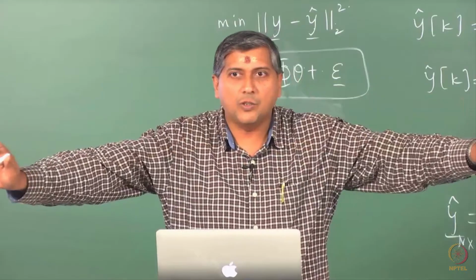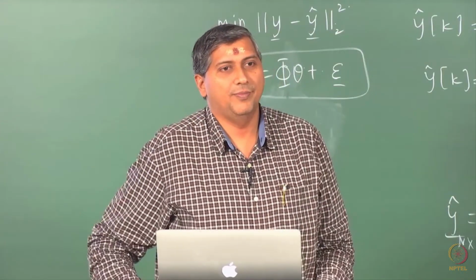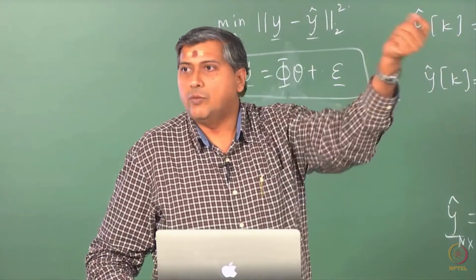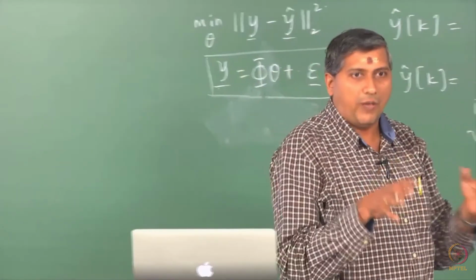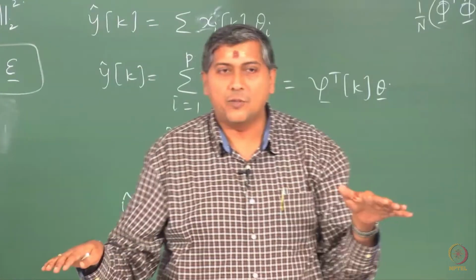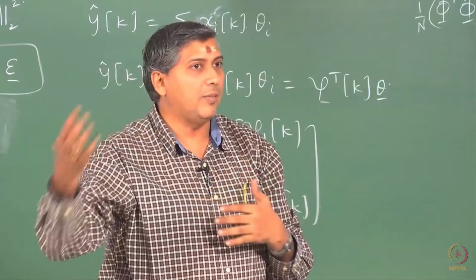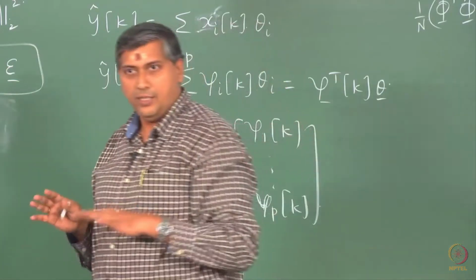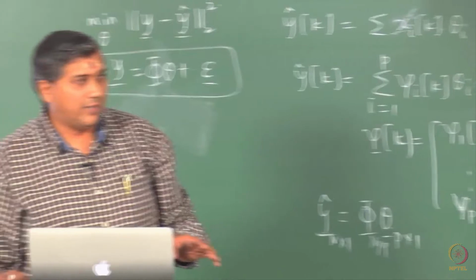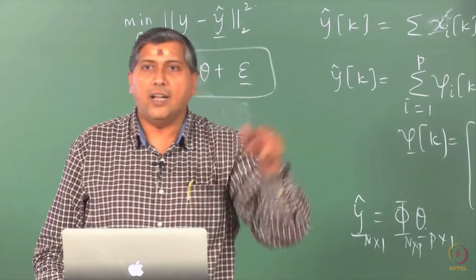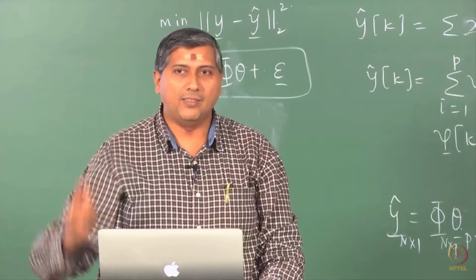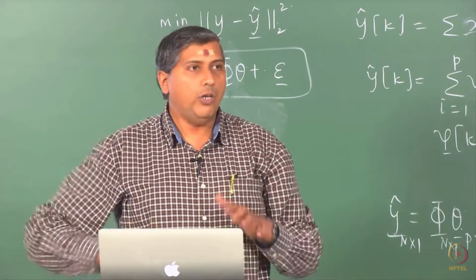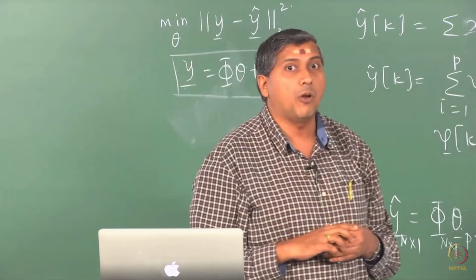So, if you expand phi transpose phi, what do you get along the diagonals? The sum squares, right, 1 over n sigma psi i squares. That 1 over n sigma psi i square is an estimate of the variance, assuming it to be 0 mean, of the respective regressors, and off diagonals will carry the estimates of the covariances. In other words, 1 over n phi transpose phi is an estimate of the covariance of the regressor vector, and 1 over n phi transpose y is an estimate of the cross covariance.